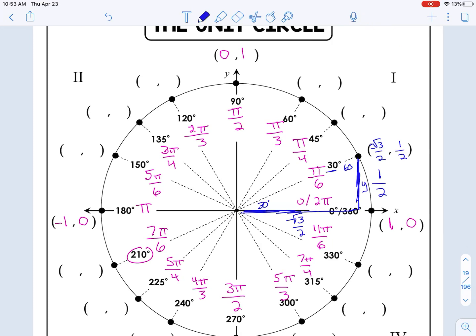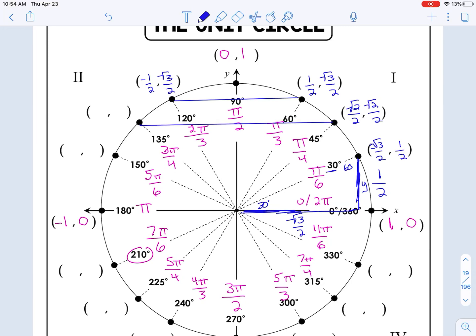All right, and then I'm going to fill in the rest. Again, all of these are in that chart above. So 45 was the square root of 2 over 2, comma the square root of 2 over 2. This is 1/2, the square root of 3 over 2. And now we've knocked out the whole first quadrant. Okay? Now, you can probably think about how we're going to get the other ones. To get the other ones, see how these two are at the same spot, right? Except this one is to the left: negative 1/2, square root of 3 over 2.